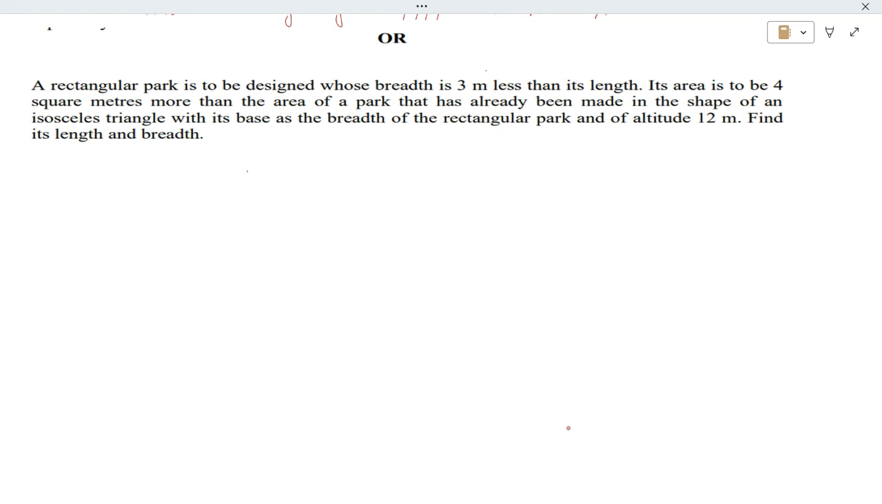A rectangular park is to be designed. Okay, a rectangular park. So the area is going to be length into breadth, isn't it? Whose breadth is 3 meter less than its length. So I'm comparing breadth with the length. So what I am doing is I'm defining the length of the park as x. Okay, and what would be the breadth of the park then? Breadth of the park is going to be 3 meter lesser, so that is equal to x minus 3 meter, isn't it?